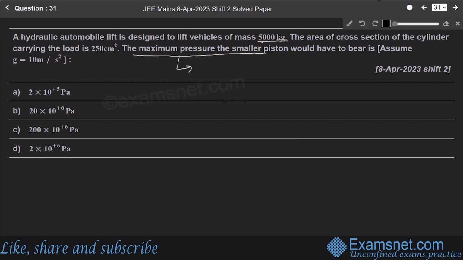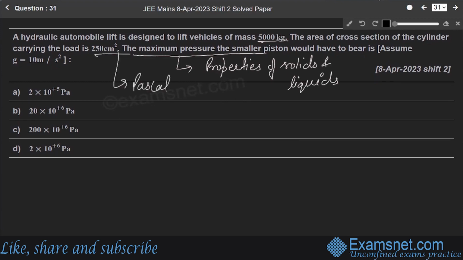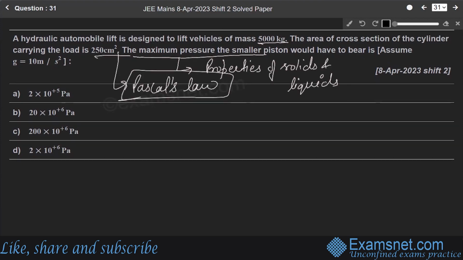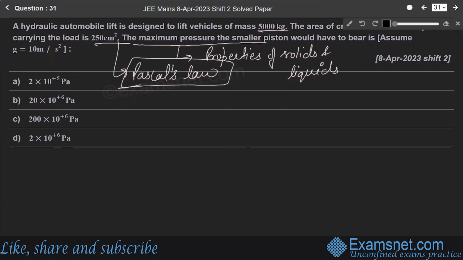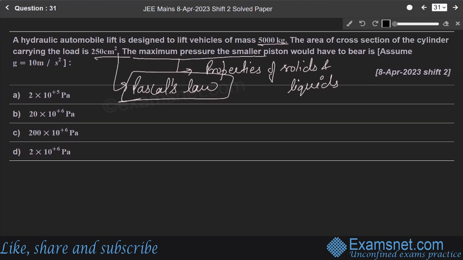Students, this question is from the chapter of properties of solids and liquids. This question is directly from Pascal's law, so we have to apply Pascal's law here. So what is Pascal's law? According to Pascal's law, whenever we apply pressure on a confined liquid, it is transmitted, or distributed uniformly, in all the directions. So according to this question, there is a hydraulic automobile lift.